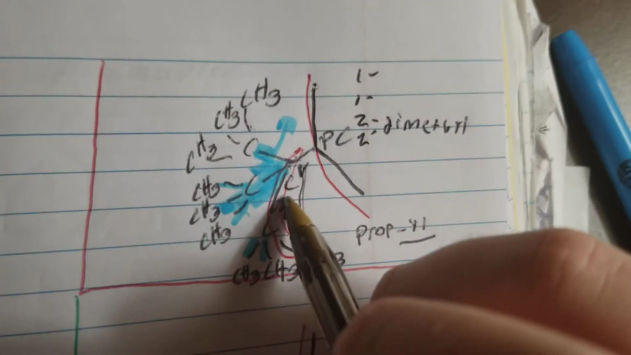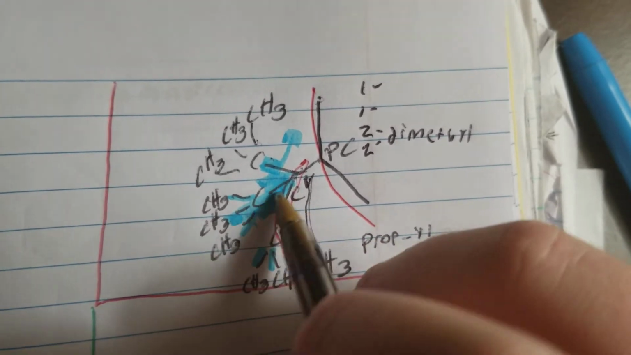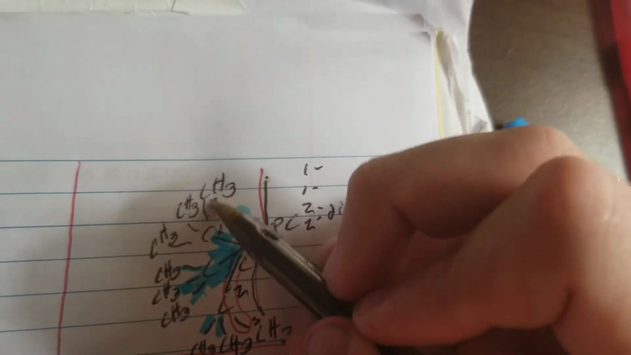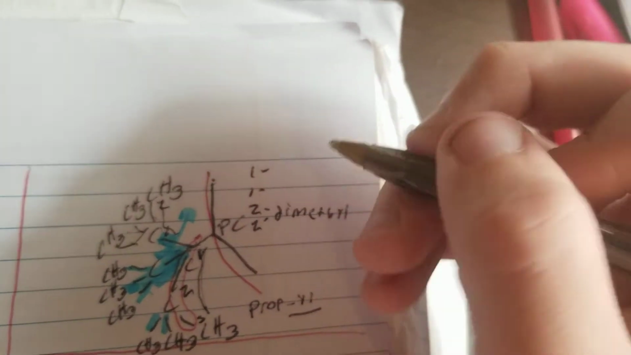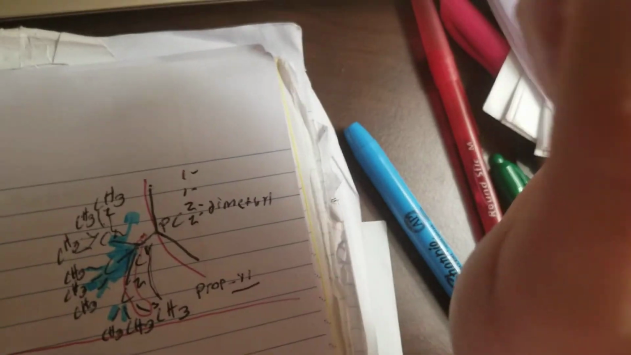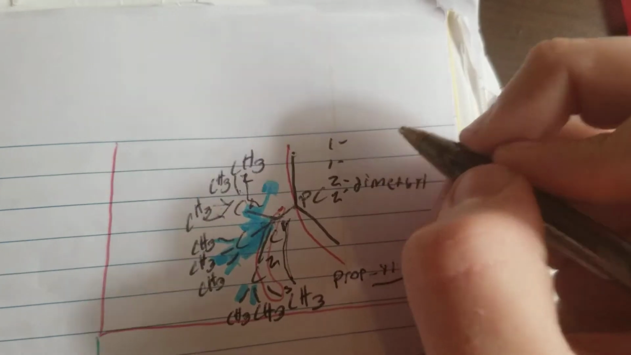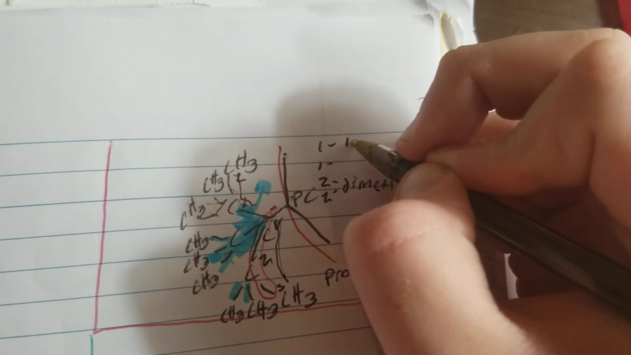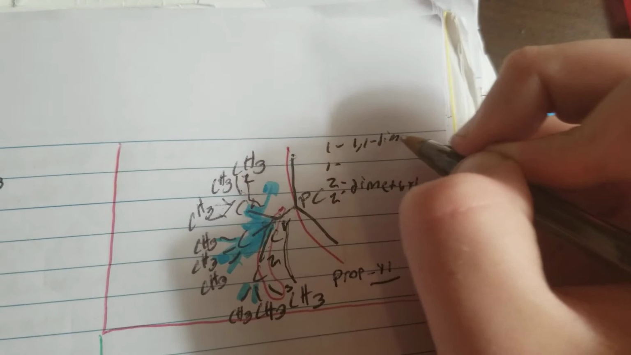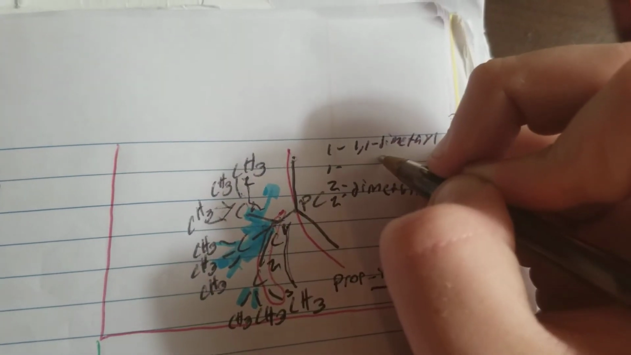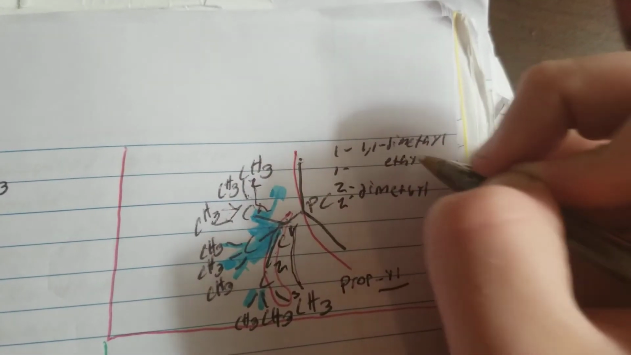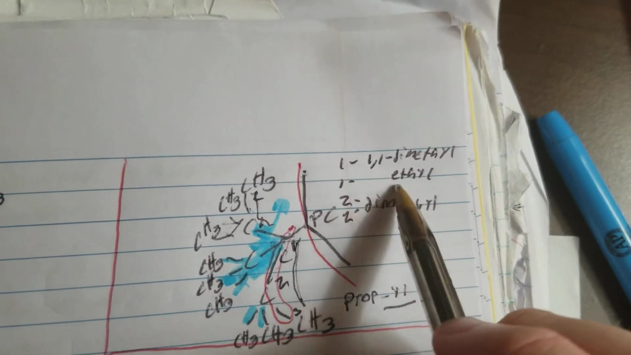So we can see that at 1 we have 2 of the same substituent here, which involves 1, 2, which involves an ethyl with 2 methyls on the end. So we can say that we have 1,1 dimethyl ethyl, and then we have 2 of those.